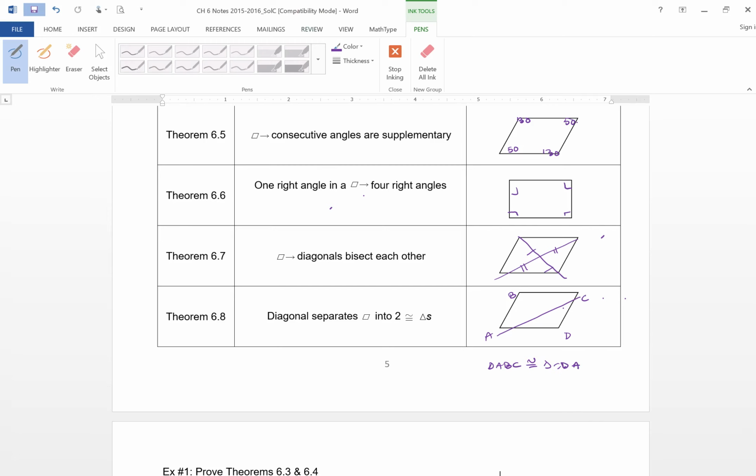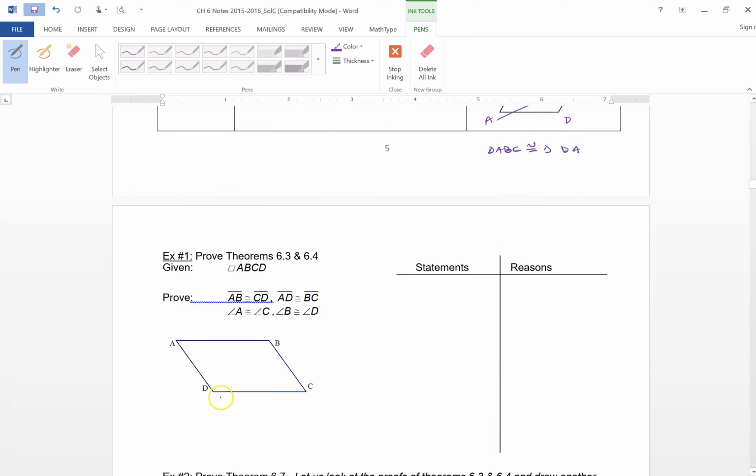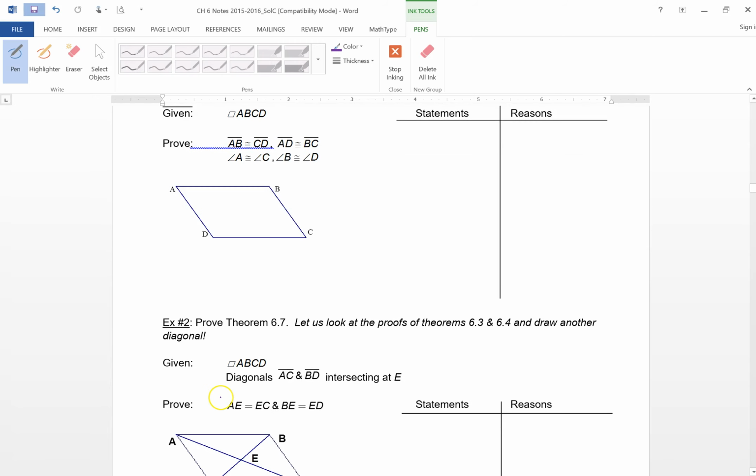Okay? So that's all the stuff about parallelograms. Do you have to know these by heart? Yeah, you do. Okay? So say them every night, like 10 times before you go to bed, and it should do it. All right?